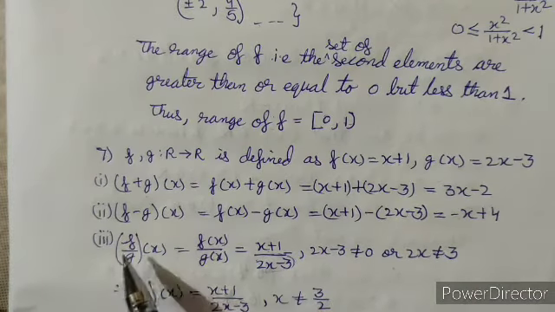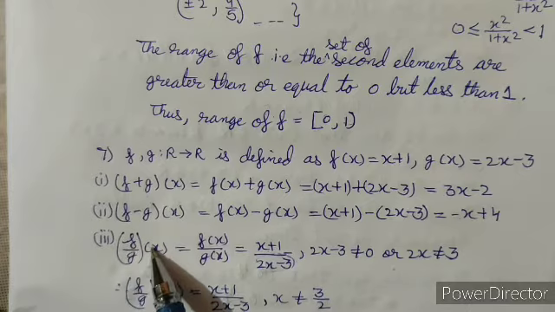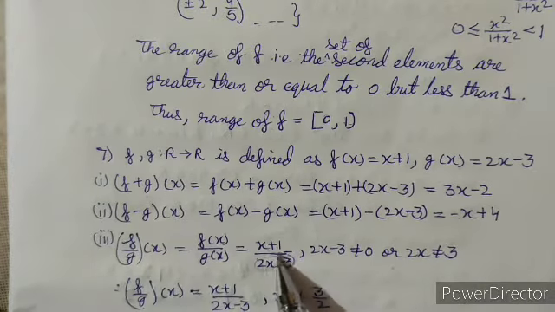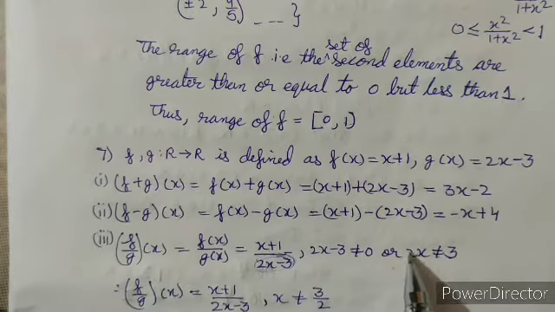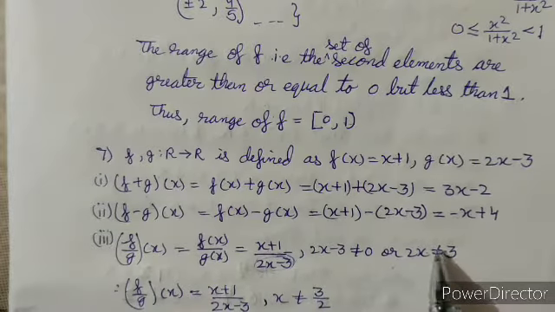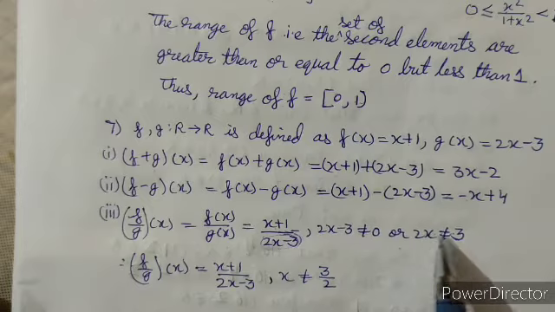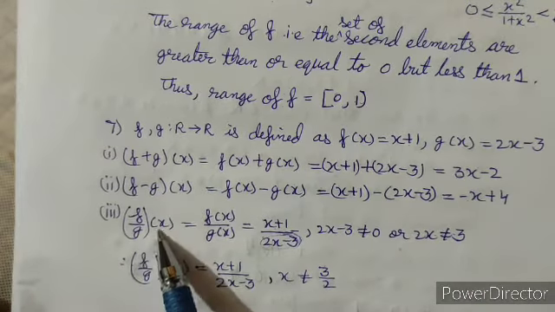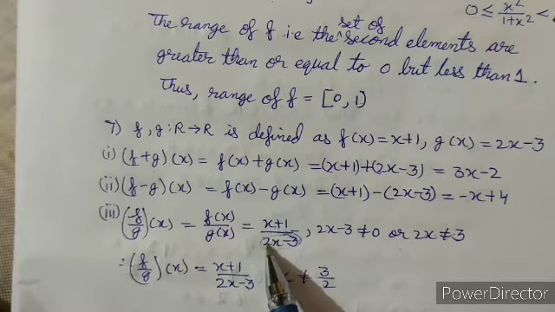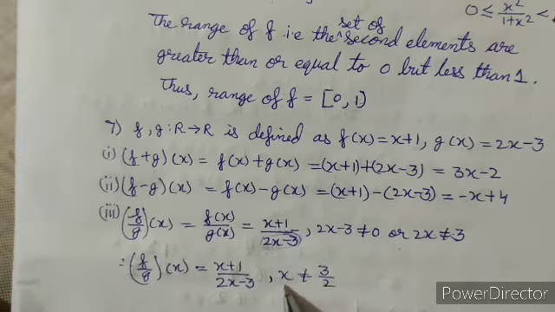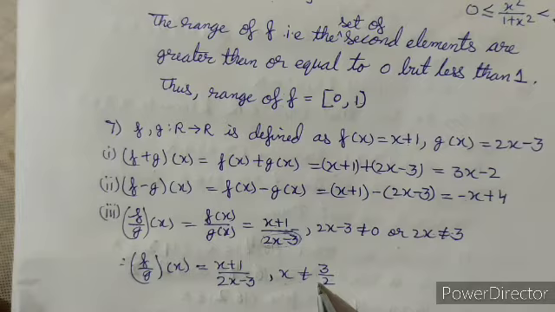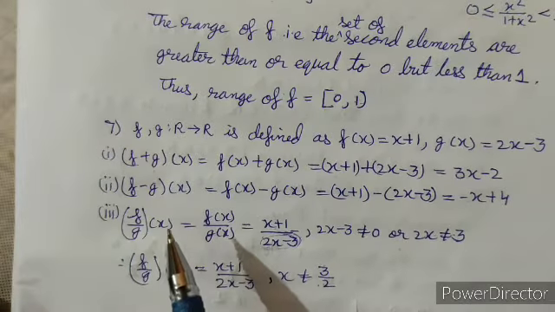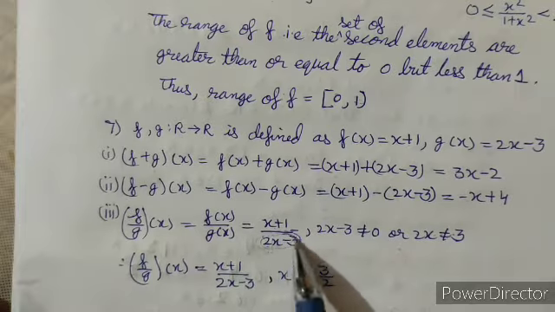Now as we know that a function is defined only if this 2x minus 3 is not equal to 0, or we can say 2x is not equal to 3, and from this we can say that x is not equal to 3 by 2. Thus (f by g)(x) will be equal to x plus 1 upon 2x minus 3, where x is not equal to 3 by 2. Now we should always keep in mind that the denominator of a function cannot be equal to 0.